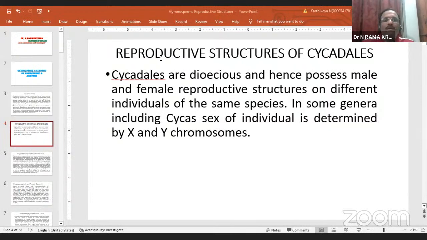Now we are going to discuss the reproductive structures in Cycadales. The Cycadales are dioecious. Cycadales plants are dioecious and hence possess male and female reproductive structures on different plants. One is the male plant, the second is the female plant. In some genera, including Cycas, the sex of individuals is determined by X and Y chromosomes.